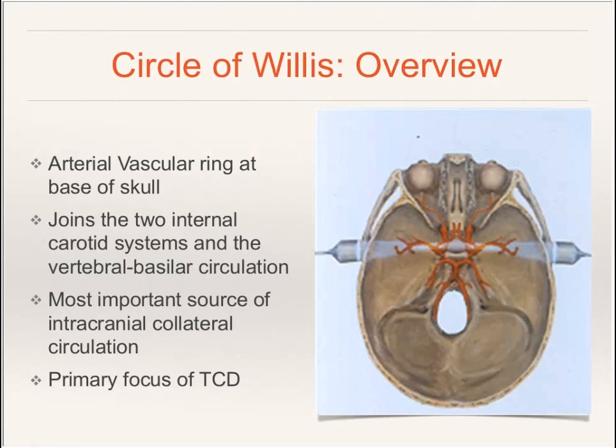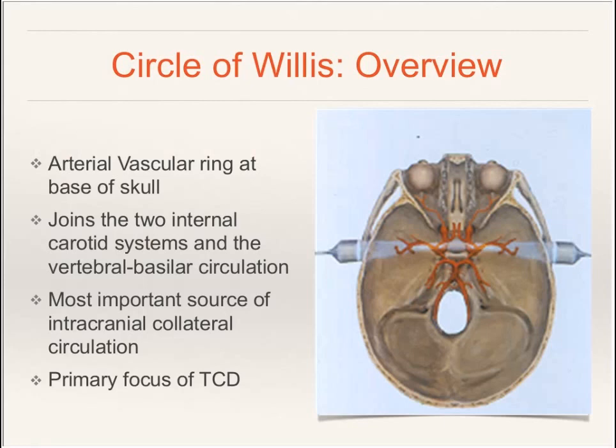So essentially what we're looking at is the circle of Willis. The circle of Willis is the arterial vascular ring at the base of the skull. It joins the two internal carotid systems and the vertebrobasilar system. So it joins the anterior and the posterior circulations. It is the most important source of intracranial collateral circulation, and it is the primary focus of transcranial Doppler.